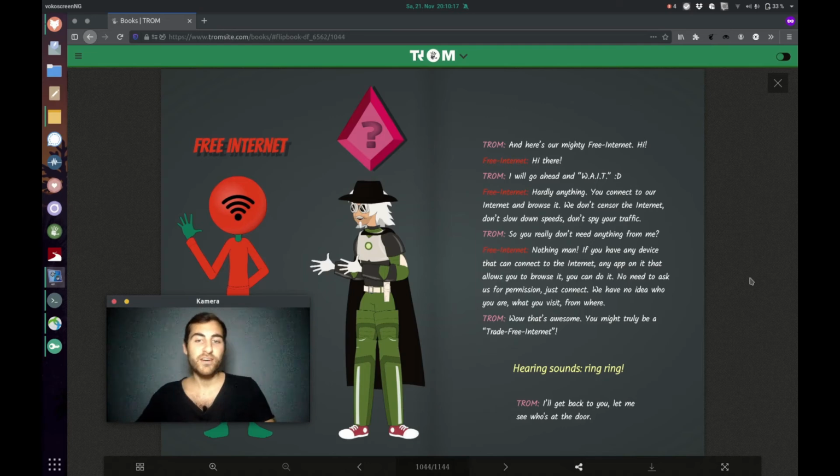If you have any device that connects to the internet, any app on it that allows you to browse it, you can simply do it. No need to ask us for permission, just connect. We have no idea who you are, what you visit and from where. The TROM is like, wow, that's awesome. You might truly be a trade-free internet.